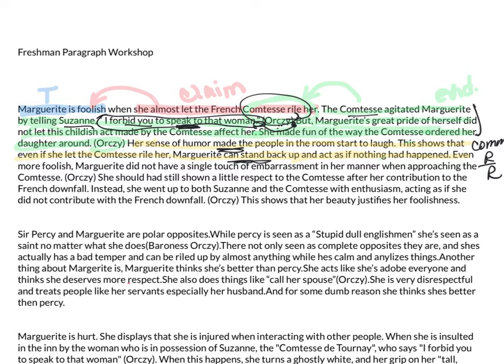So if we have a return to the topic, we're going to be looking at foolishness. We're going to be looking at getting upset, being riled. So do I have that? Well, I do have this, even if she let the Comtesse rile her. So I do have a bit of a return here, but do I really see her getting riled? I actually don't. So the commentary here is attempting to return to that idea of her getting upset, but I don't see her getting upset in the evidence. So that logic is starting to fall apart a little bit.